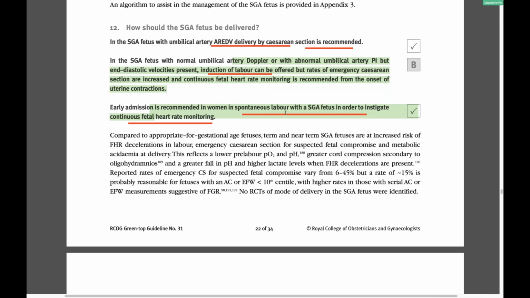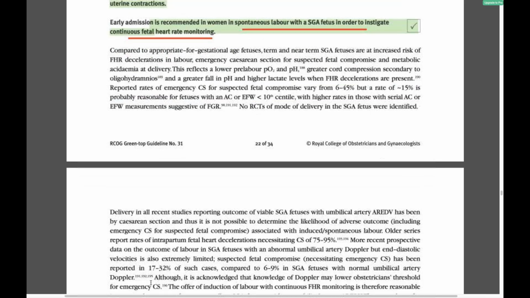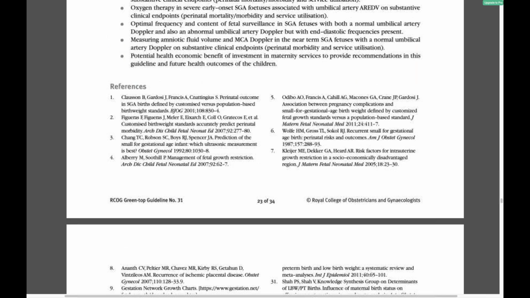And if a patient is there with spontaneous labor, diagnosed SGA baby, would you admit her early? Yes. So if there is a diagnosis of SGA baby and the patient has come in spontaneous labor, you have to admit her immediately and start continuous fetal heart monitoring.